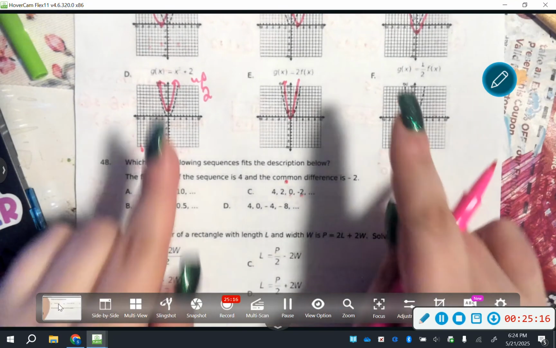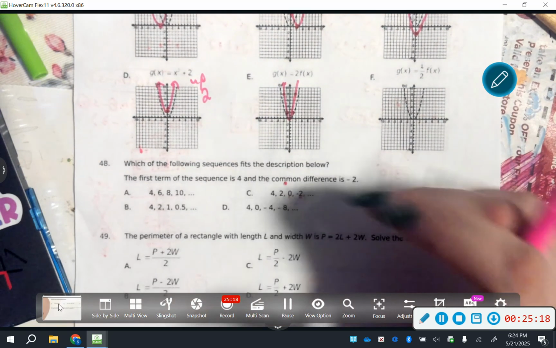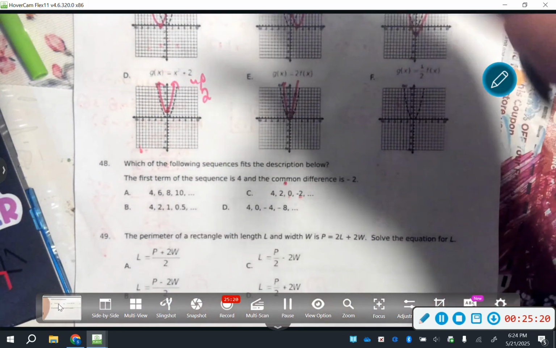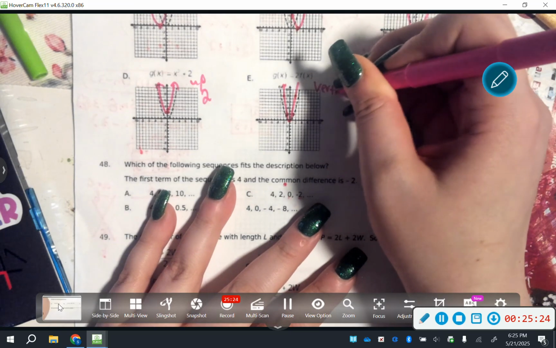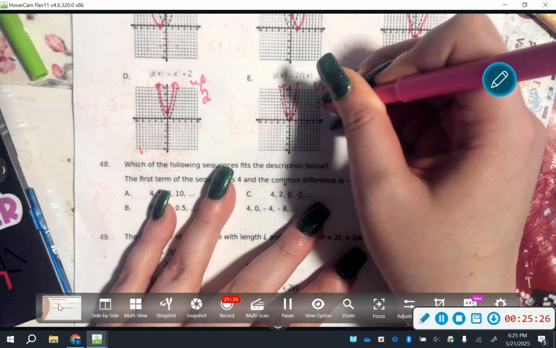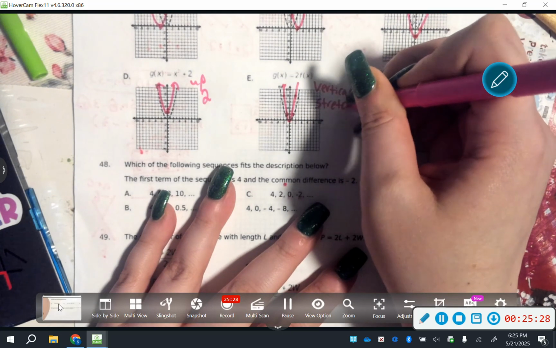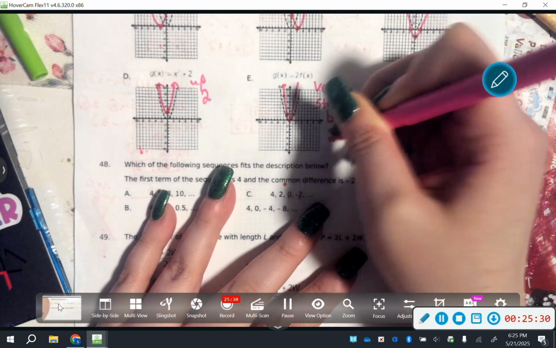So this one you should notice it got narrower. I took my graph and stretched it vertically because the 2 is outside the parentheses. This is a vertical stretch by 2.